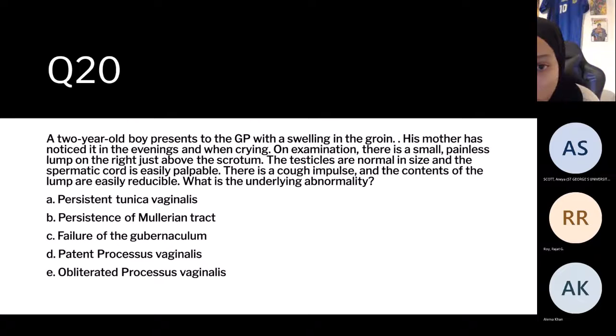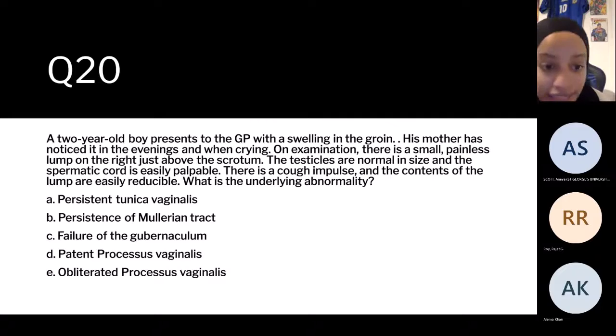What is the underlying abnormality? I'll give you a couple of seconds. Persistent tunica vaginalis, persistence of the Mullerian tract, failure of the gubernaculum, patent processus vaginalis, or obliterated processus vaginalis.